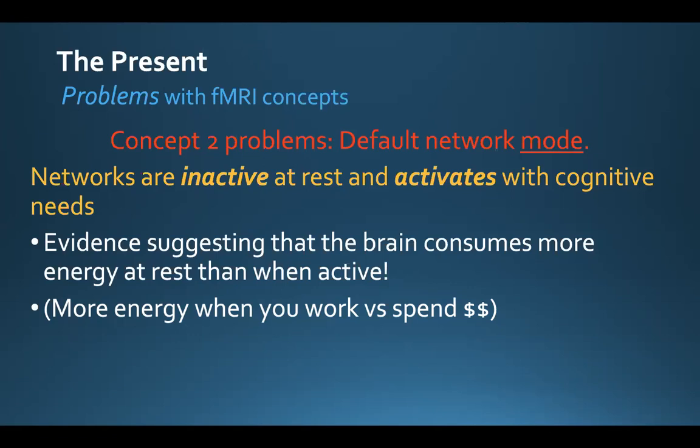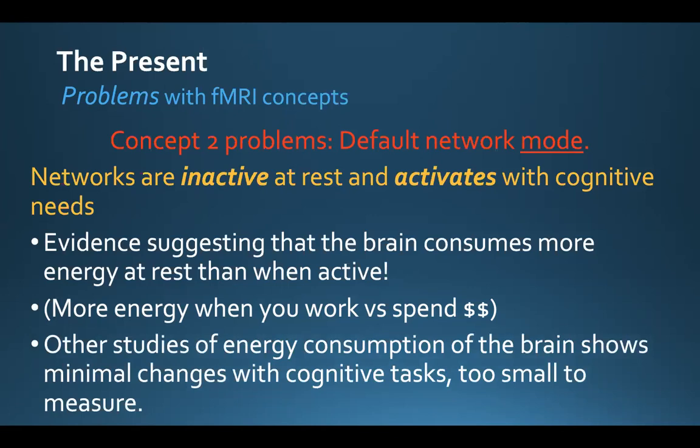Maybe when we are at rest, we are working, making chemicals that we need, and with activity we just spend the chemicals. So that's why when you're at rest, we consume more energy, like when you work. When you do some activity, like spending the money, it is much easier and faster. Other studies looking at energy consumption found that the difference is so little it cannot be reliably measured. It's all imagination.